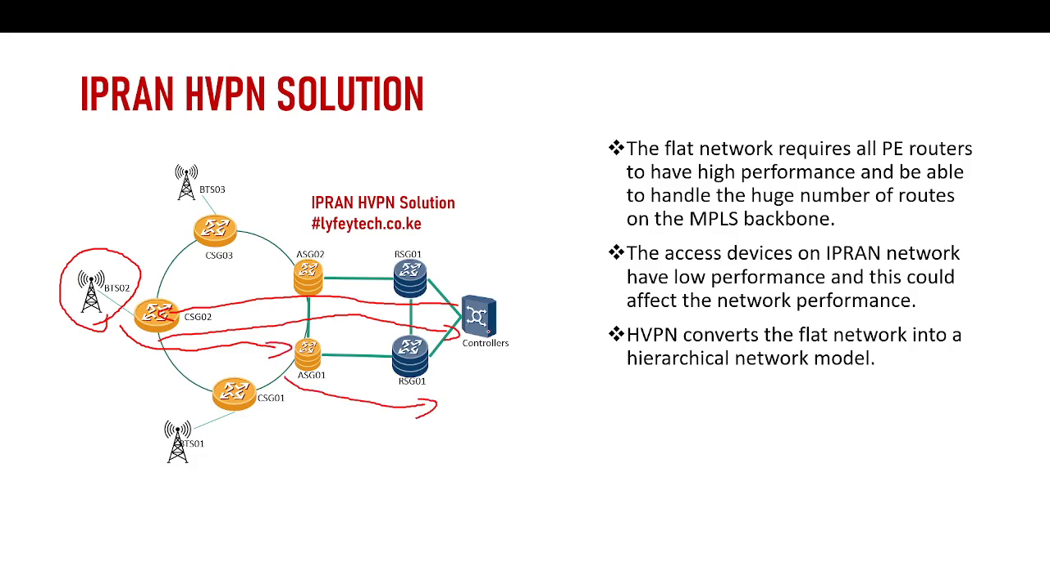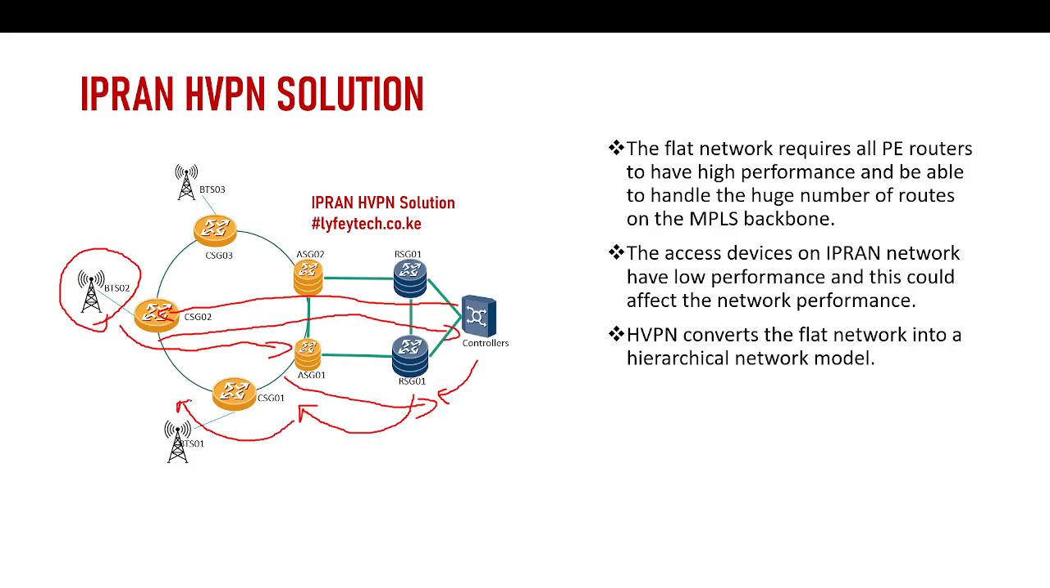The controllers, many times we have a static route or a default route, so it will have a back route for any route that is going toward the BTS. And same way, we have the routes of controllers on the RSG. So the RSG should advertise the route to the ASG, and the ASG should advertise the route to the CSG. Once we have the proper route exchange, we can now have end-to-end connectivity from the BTS to the controllers.